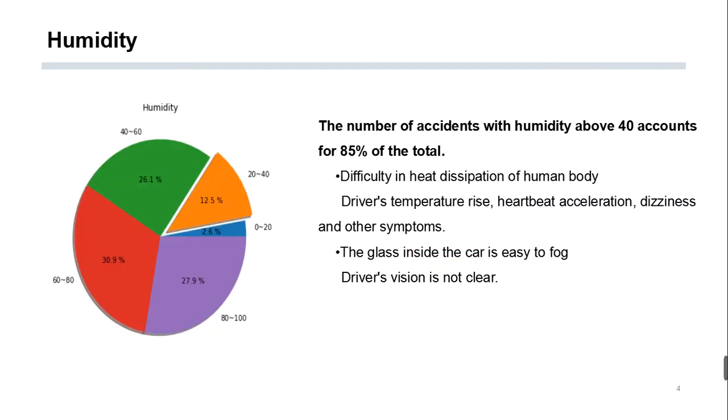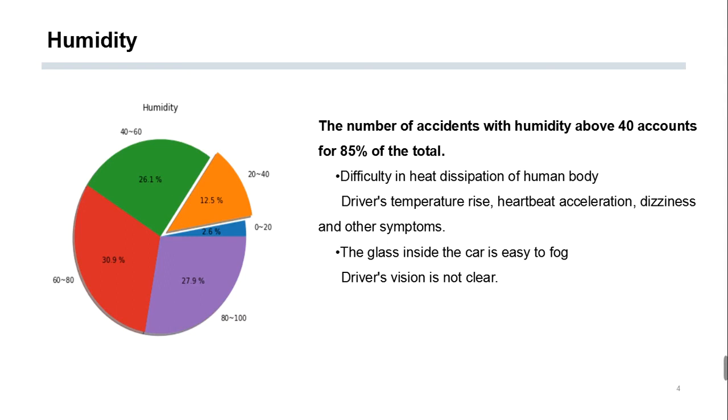The number of accidents with humidity above 40 accounts for 85% of the total. When the humidity is too high, it is difficult for the human body to dissipate heat. That may lead to a rise in the driver's temperature, heartbeat acceleration, dizziness, and other symptoms that will affect driving. The glass inside the car is also easy to fog, and the driver's vision is not clear, which may cause car accidents.